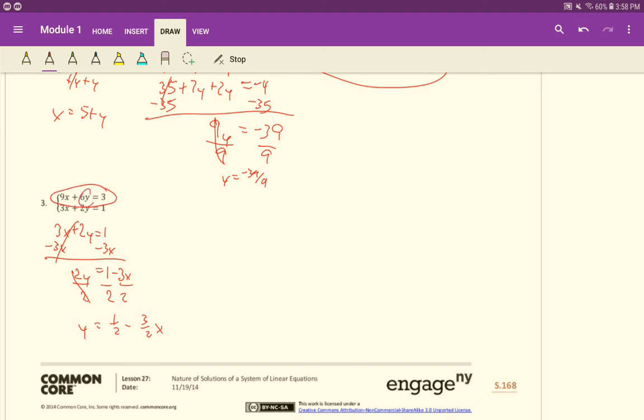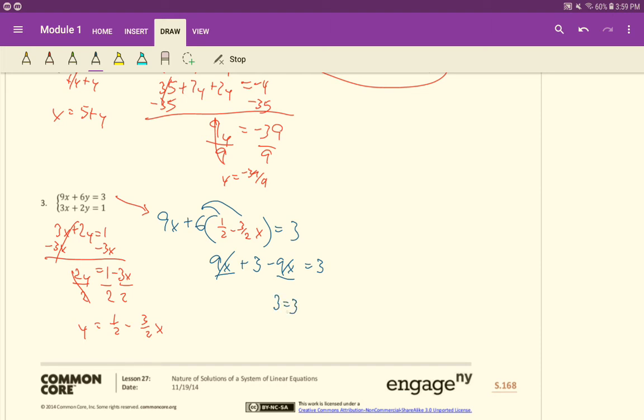So up here, where we have a y, I'll replace that y. In fact, maybe I'll do it this way. That y, I'll put in the 1/2 minus 3 over 2x. Like that. Okay, and then we'll simplify by distributing. 6 times 1/2 is 3. 6 times 3/2 is going to be minus 9x. Okay, 9x and minus 9x cancel, and we have 3 equals 3.